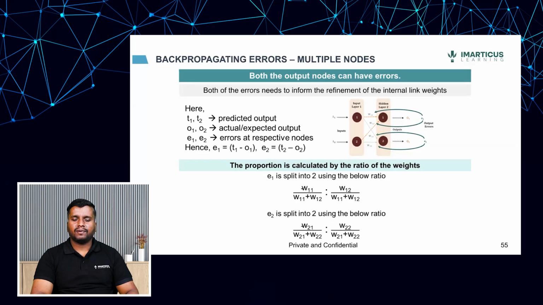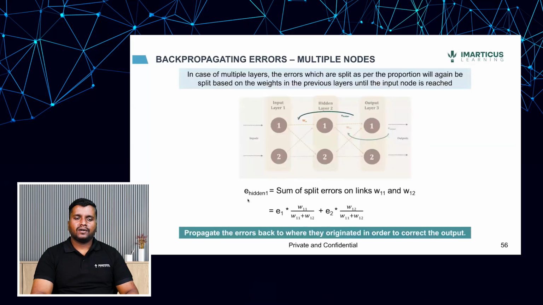E1 is split into two using the ratio W11 upon W11 plus W12 is to W12 upon W11 plus W12. Similarly, E2 is split into two using the ratio W21 upon W21 plus W22 is to W22 upon W21 plus W22. These are the two splits for each of E1 and E2. E1 is the error corresponding to the values T1 and O1, and E2 is the error corresponding to the values T2 and O2, for the actual and predicted values.